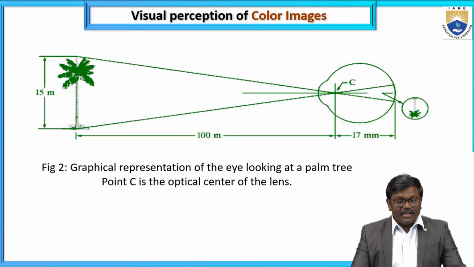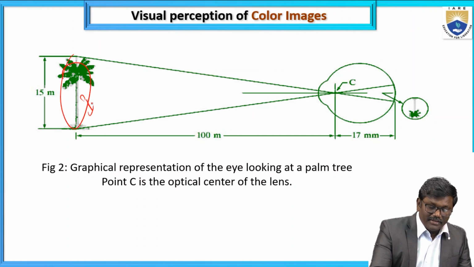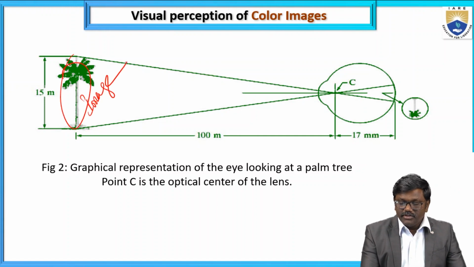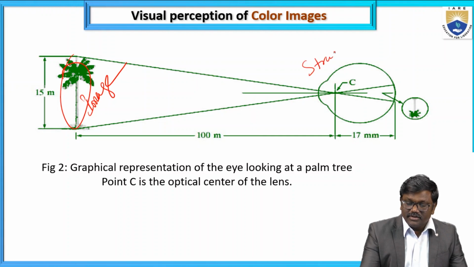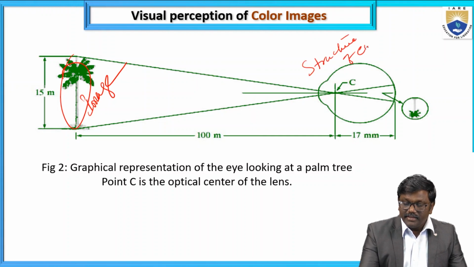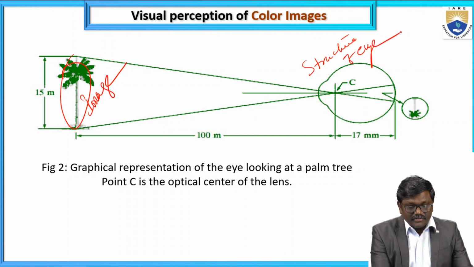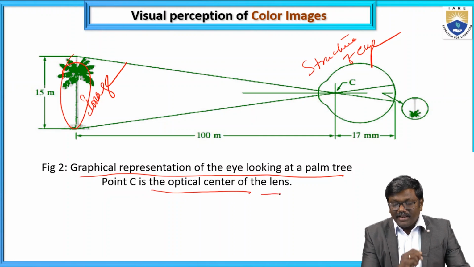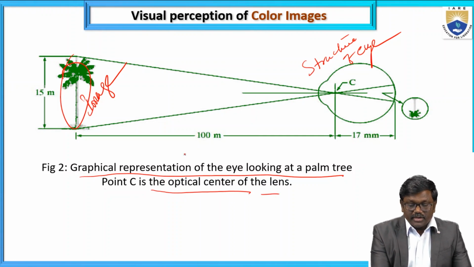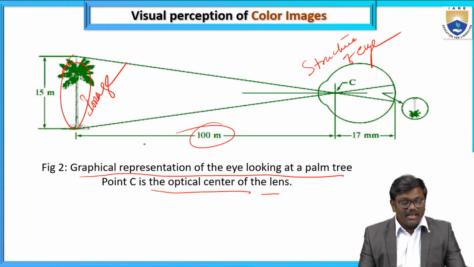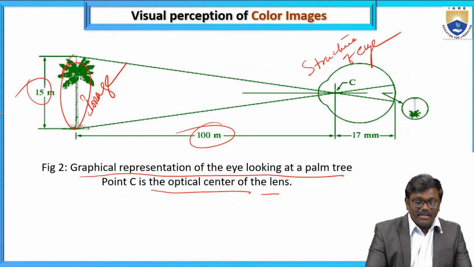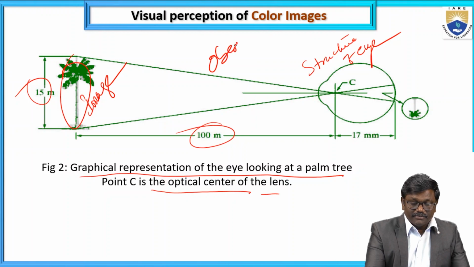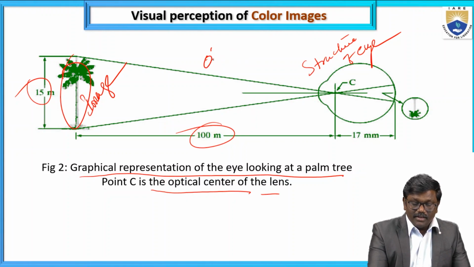Let us take one image. This is your image, and your eye is here. This is the structure of the eye. This graphical representation of the eye is looking at the palm tree. Point C is the optical center of the lens. You are taking 100 meters, and the height is 15 mm. How will this observation be made?